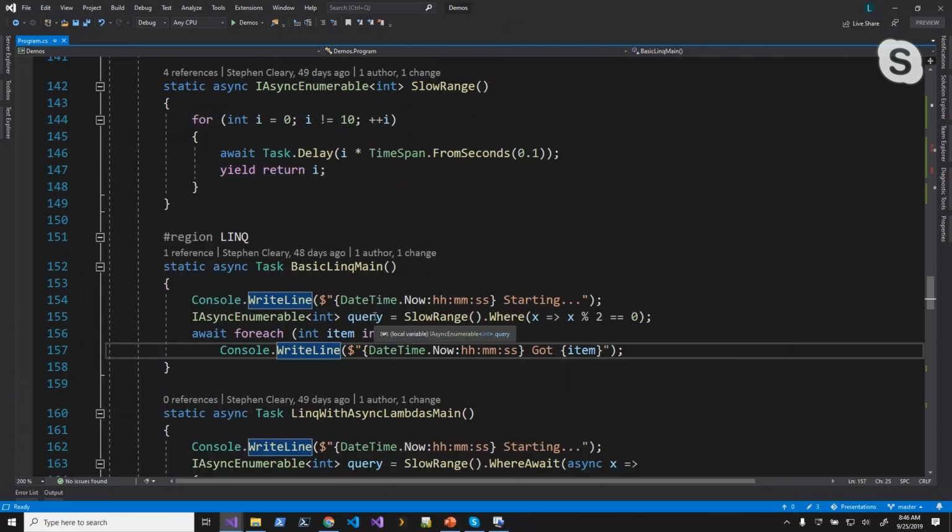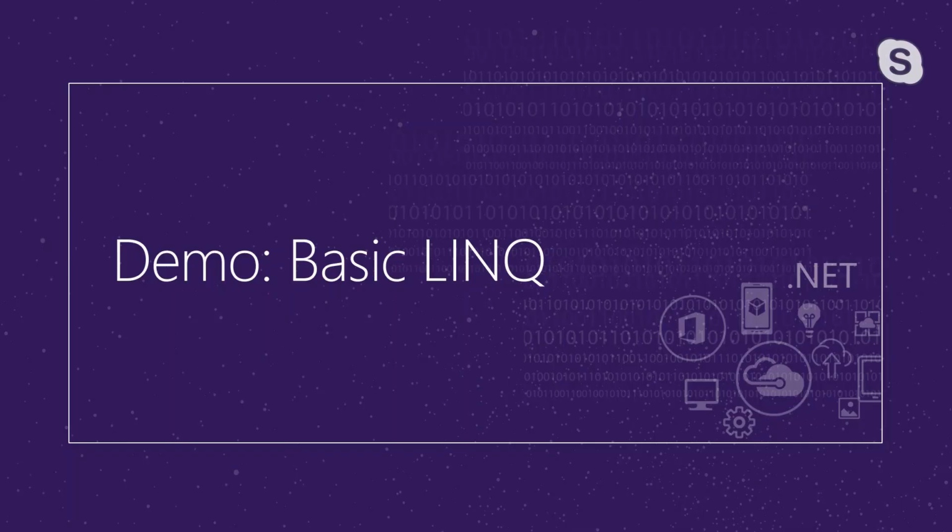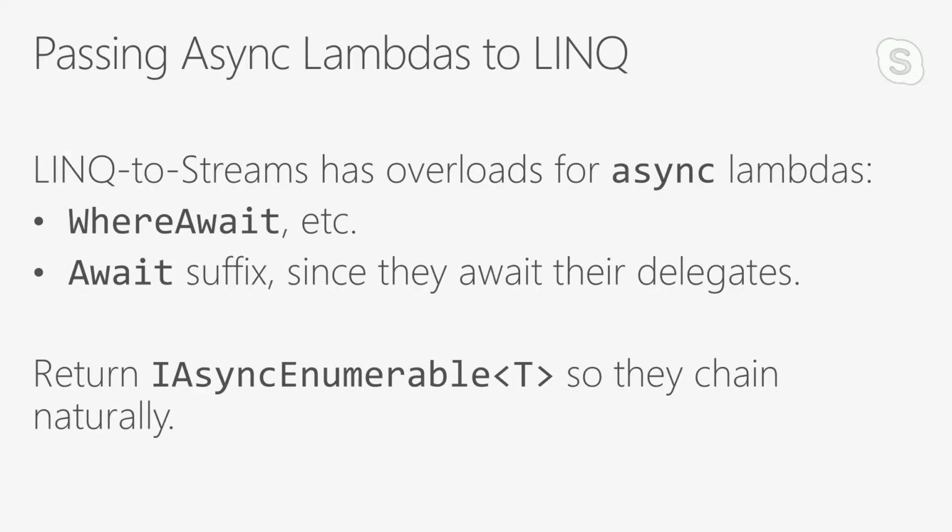Right. So that's your really basic LINQ. Now, if it was just basic LINQ, I probably wouldn't even talk about it because that's pretty basic. The really advanced thing that we can do with asynchronous LINQ is that we can pass in asynchronous lambdas. LINQ to streams has overloads for asynchronous lambdas.